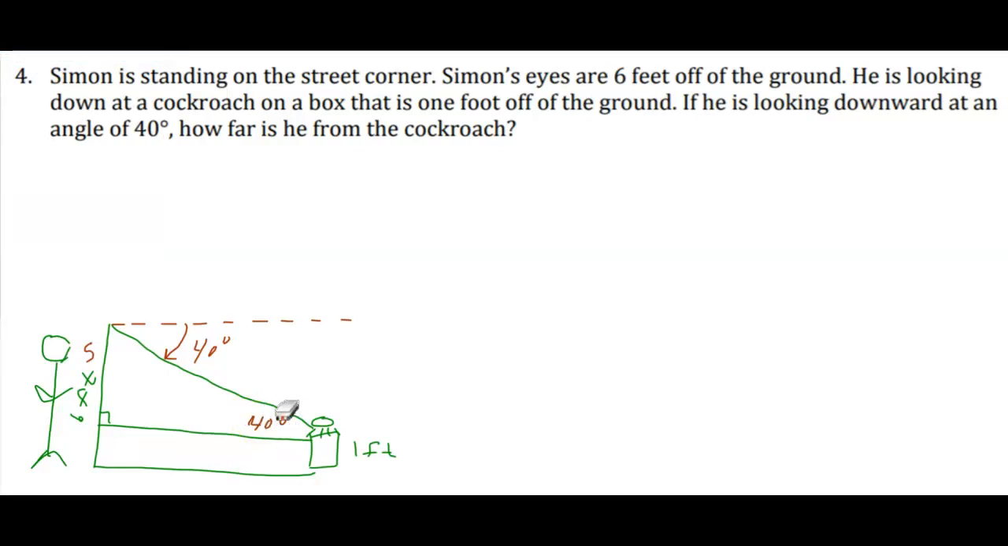Then you just pick a trig function. We want to know how far he is from the cockroach. So this is our x, because directly from him to the cockroach is going to be this side right here. Okay, so this is going to be a tangent because we have our 40 degrees here, we have the opposite, and we're looking for the adjacent. So tangent of 40 is 5 over x.